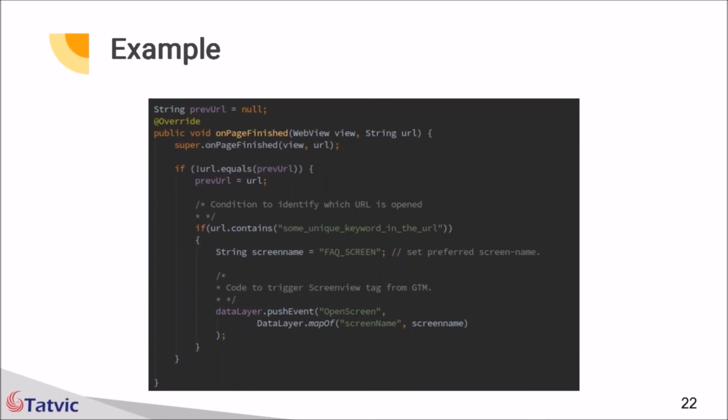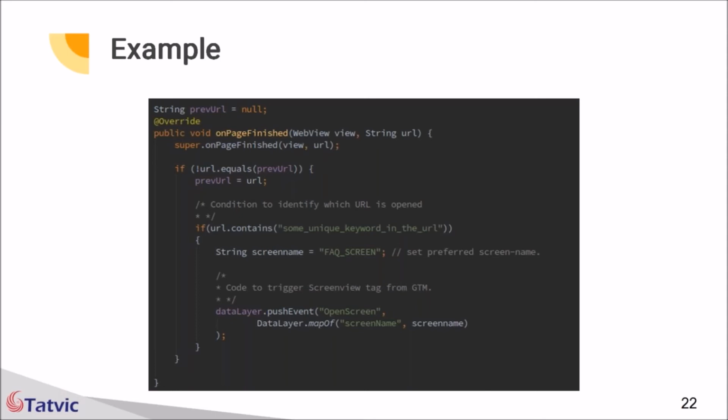So let's take a look at this example. This is the simplest example of tracking an FAQ screen. Whenever I request a web view, it will go and get the page from the server, and after the page has finished loading, it will give a callback to this function, onPageFinished. In this particular function, you can utilize the URL that you passed to the web view, and you can change the screen name.